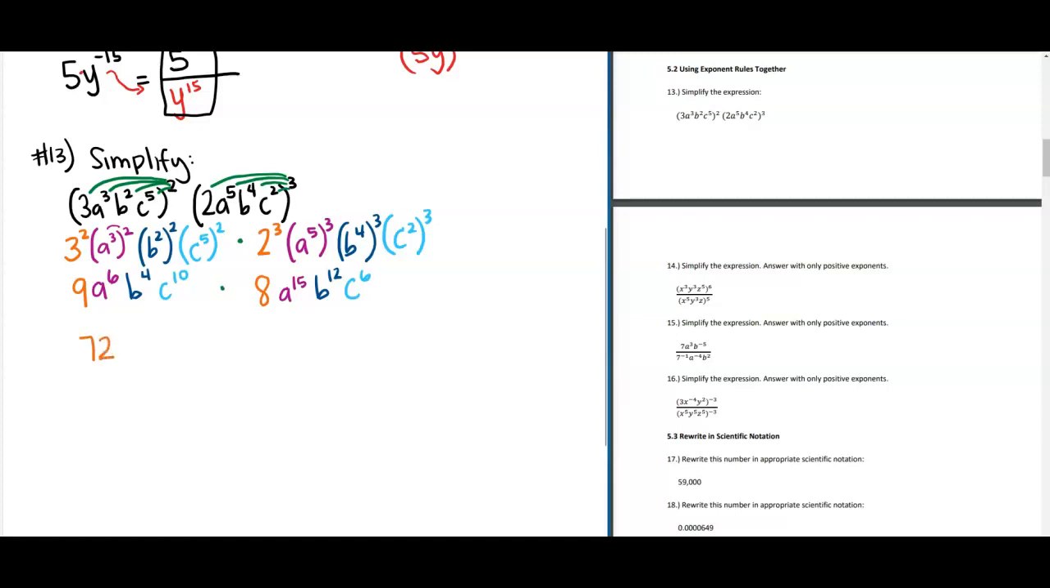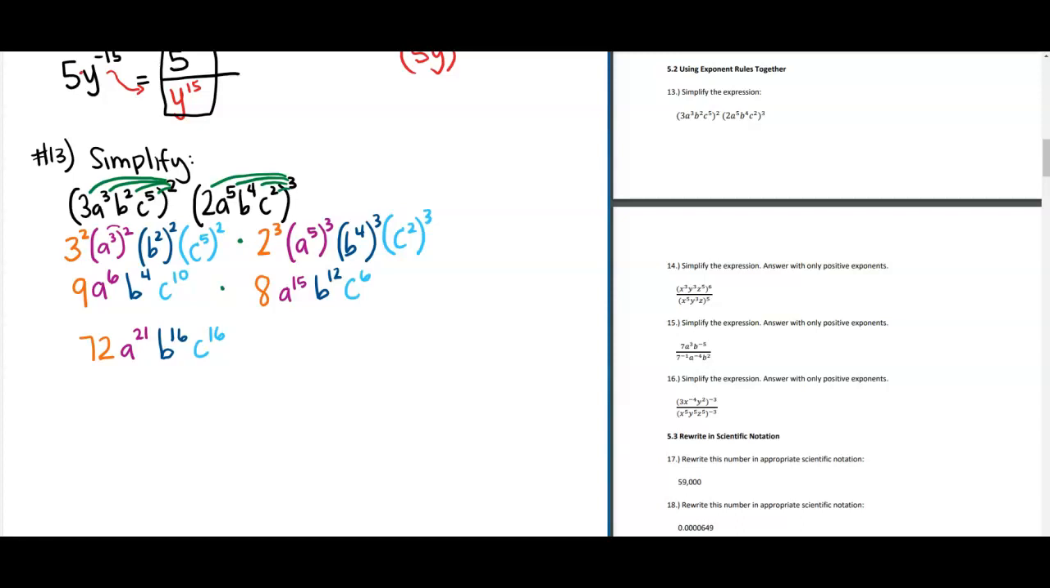Then let's do our a's. a to the 6th times a to the 15th means that you're adding those exponents together, right? 6 plus 15 is a to the 21st power. All right, now let's do our b's. With that, we're going to add those exponents together. So 4 plus 12 is 16. And then our c's are going to be c also to the 16th power, 10 plus 6.